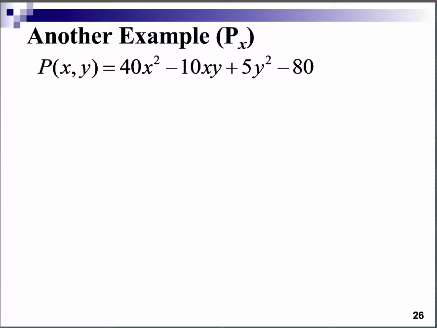This is a polynomial multivariable function, 40x squared minus 10xy plus 5y squared minus 80. Notice the second term, negative 10xy, is what we call a mixed term. It has both an x and a y in it. So that's going to provide a little bit of a challenge, because when we take the partial derivative, one of them is going to be a variable and the other one is going to behave like a constant.